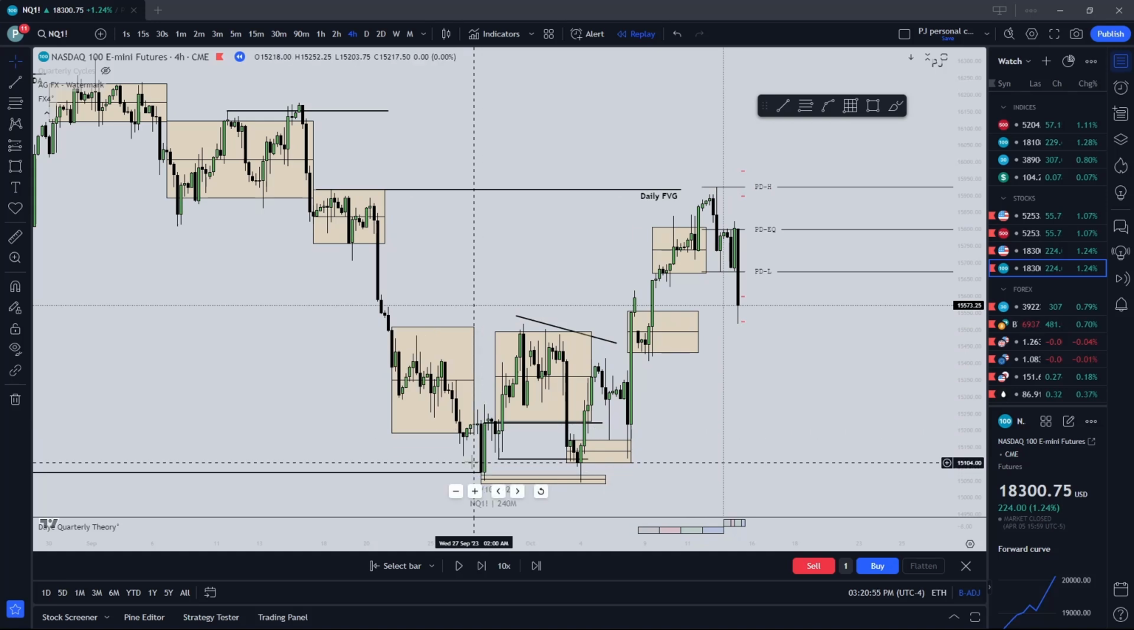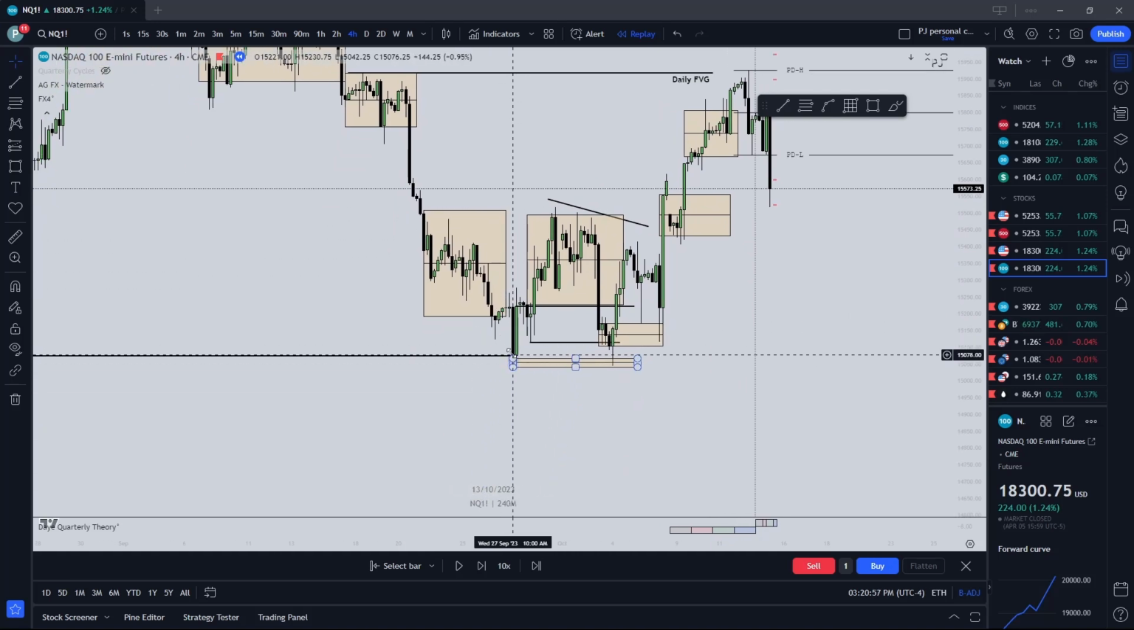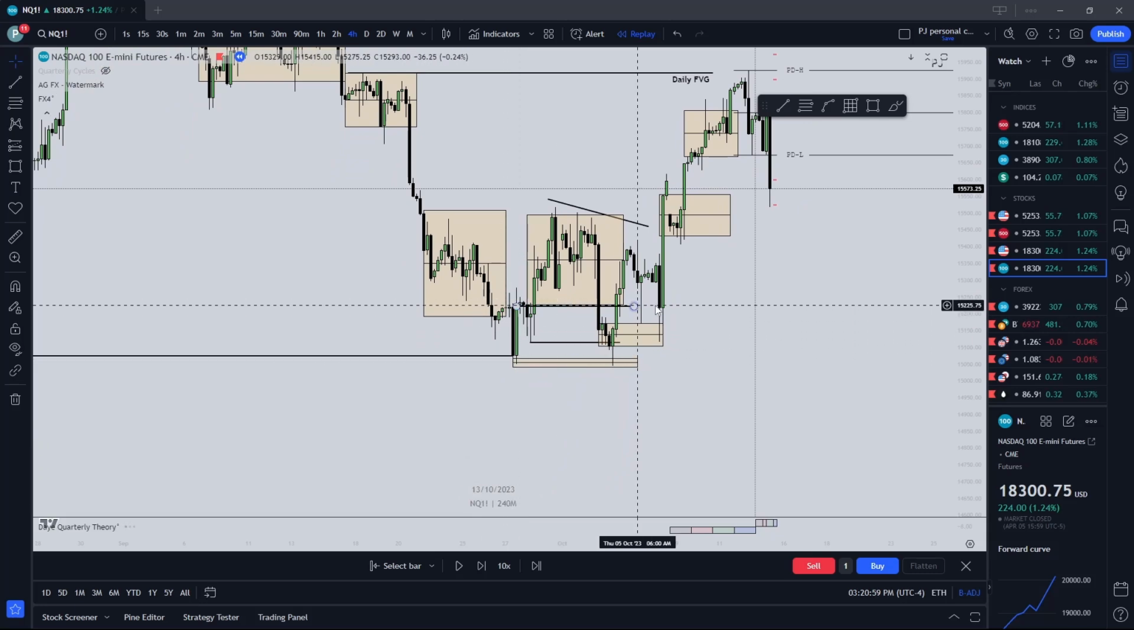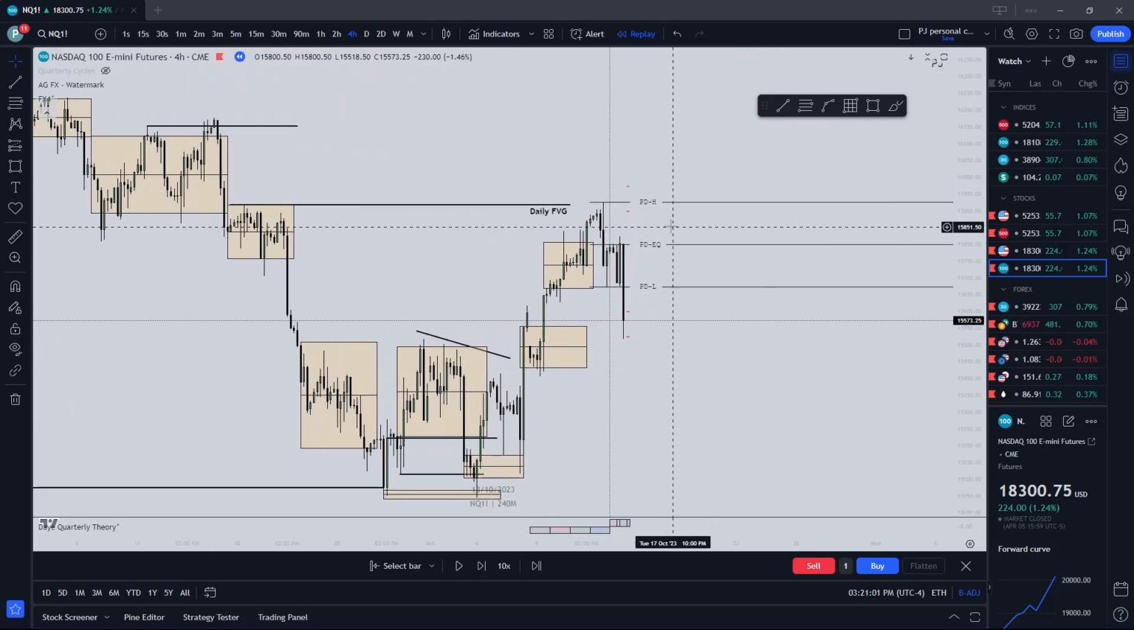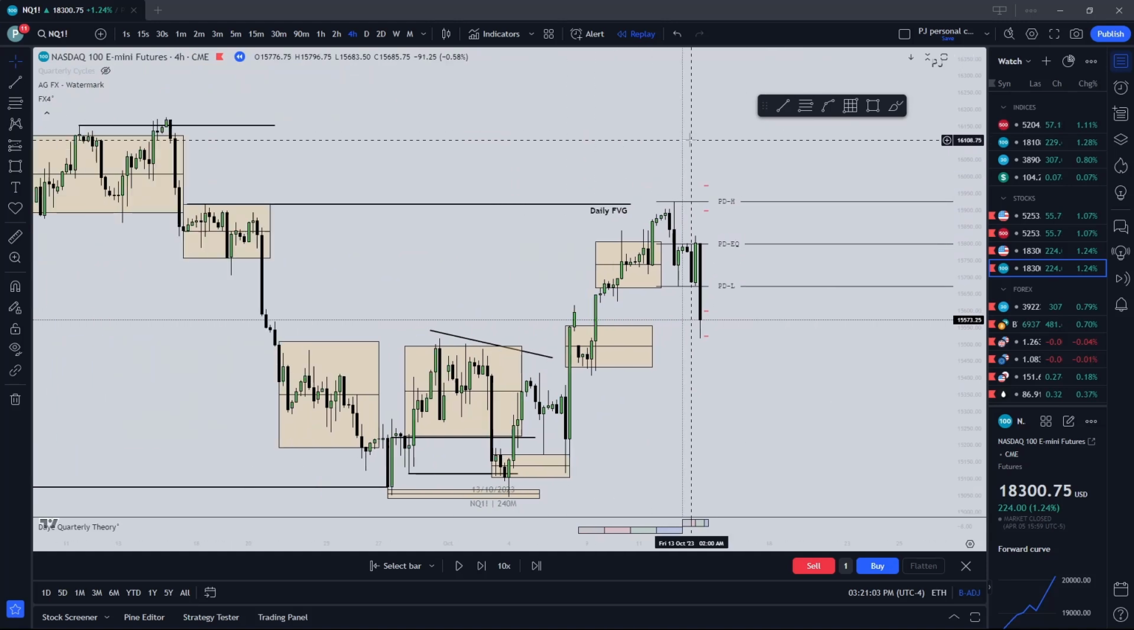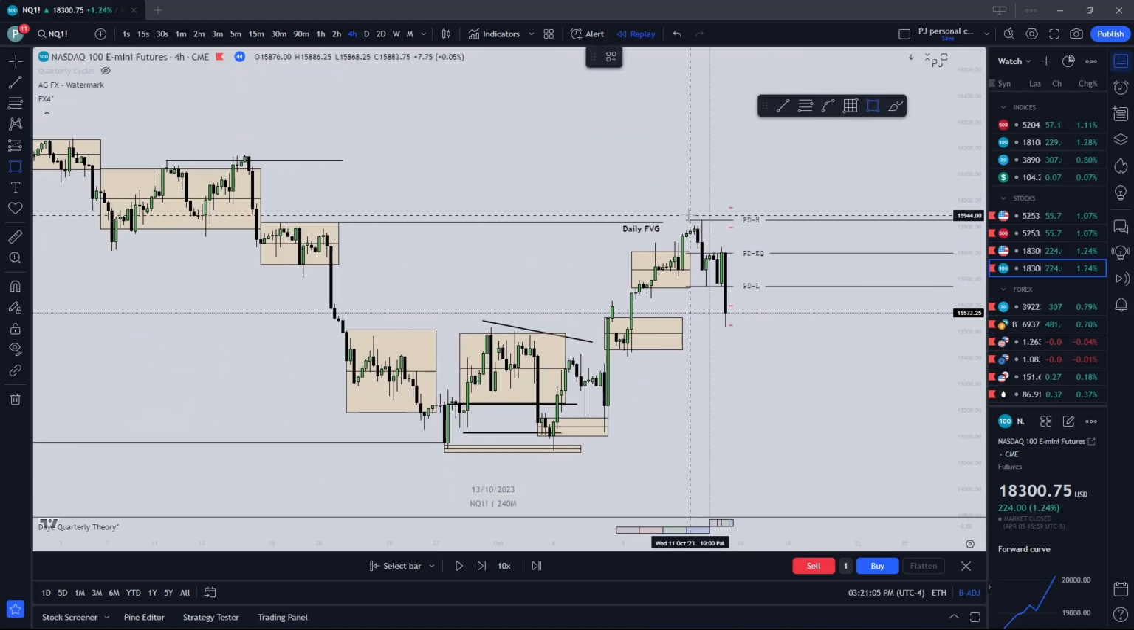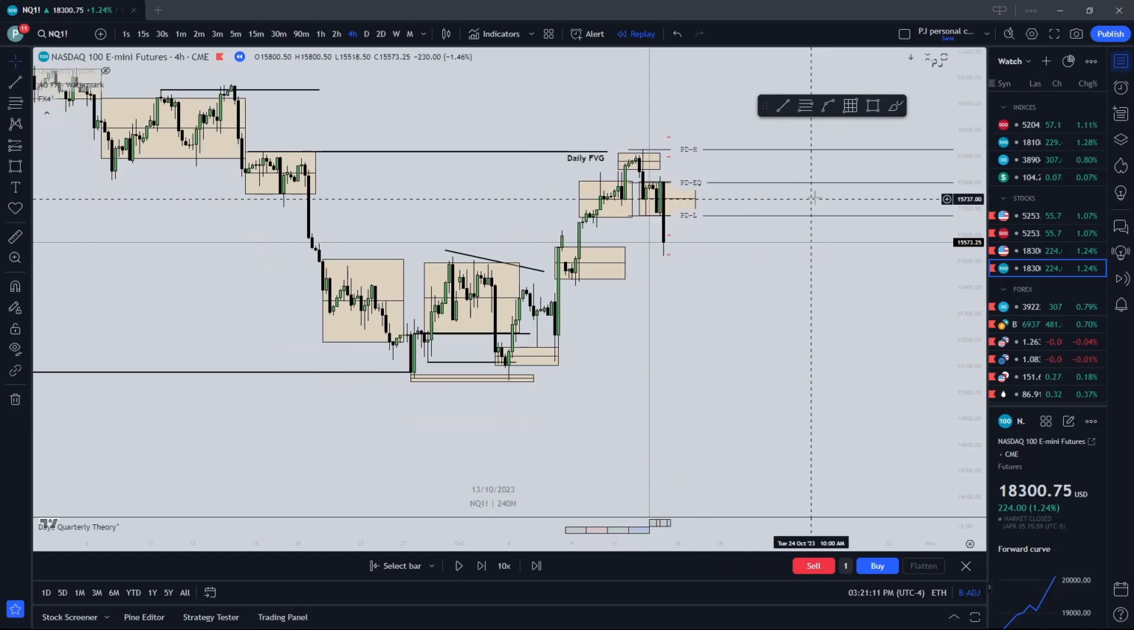And then forming a rejection block into a time-based liquidity level with this 4-hour candle. Then reacting higher for a great turtle soup. So now you see we formed our smart money reversal. Formed another accumulation leg.